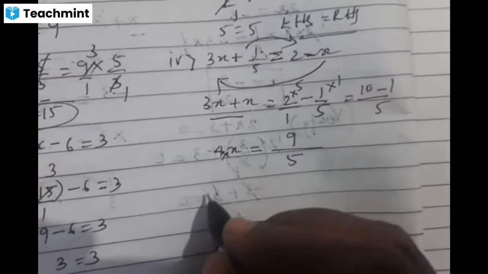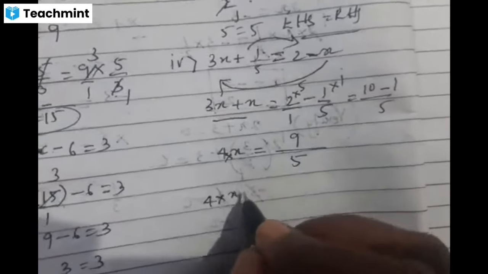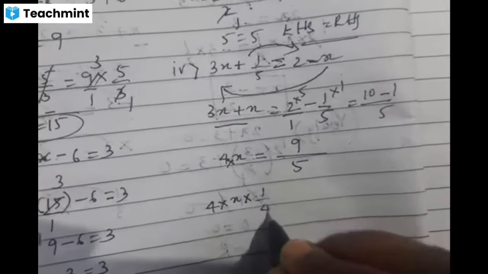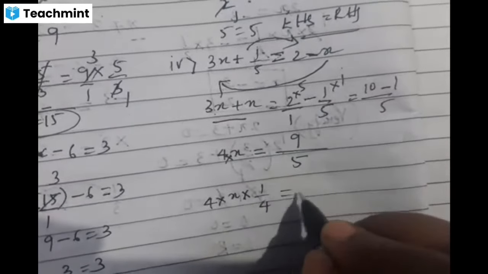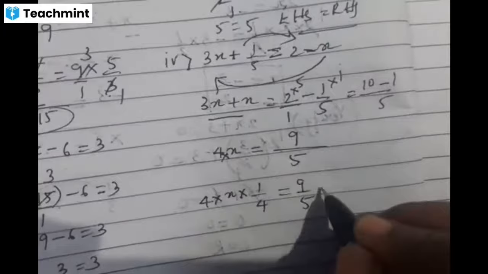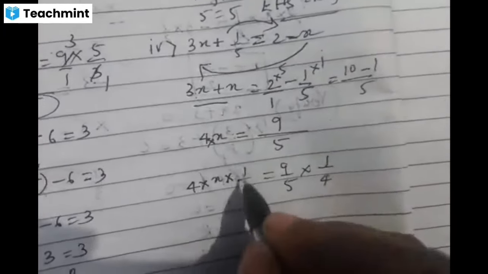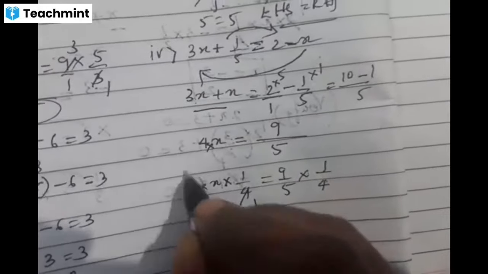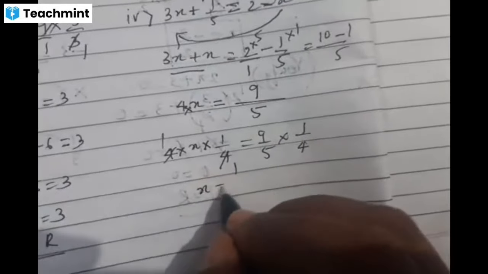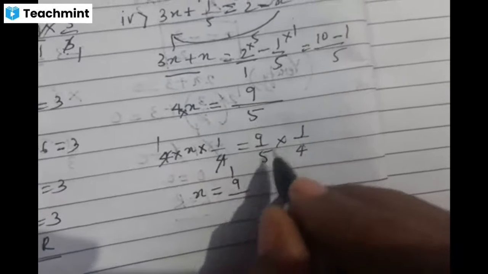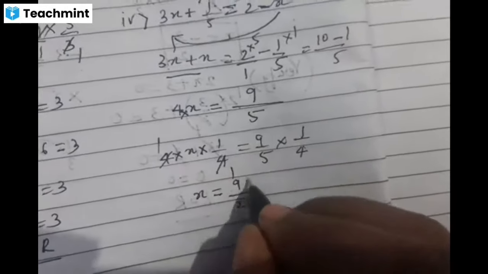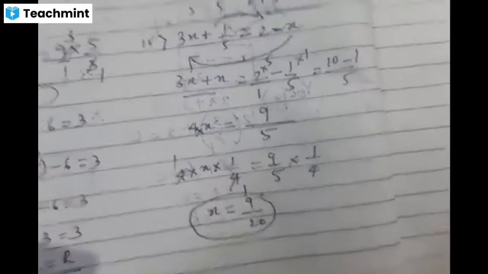Now, what is attached to the x term? Into 4. So, I want to remove into 4, which means I have to multiply by 1 by 4. When I have multiplied in the left hand side by 1 by 4, I have to multiply the same in the right hand side. 4 1s are 4, they get cancelled. x is equal to 9 divided by 5 4s are 20. So this is the value of x we have got.